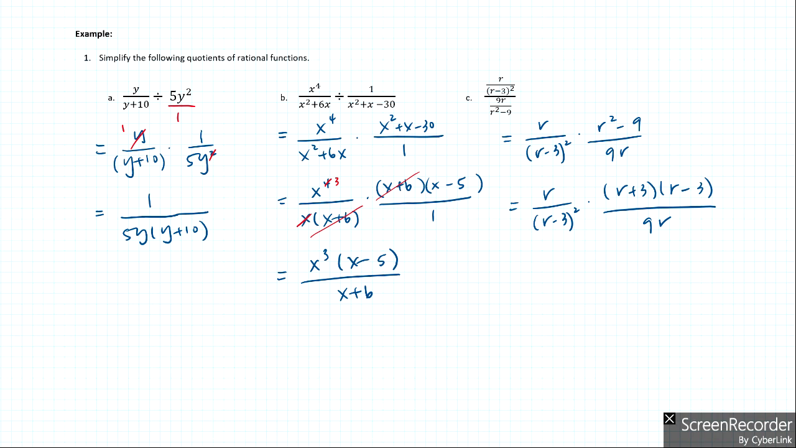Once we have this form, we want to check whether there's any cancellation. We can have r and r cancel each other out, and the r minus 3 is a common factor, so we can cancel these out as well. Once we do so, we would have r plus 3 left, all over 9 times r minus 3 as a result. And that's going to be the simplified form of this expression.